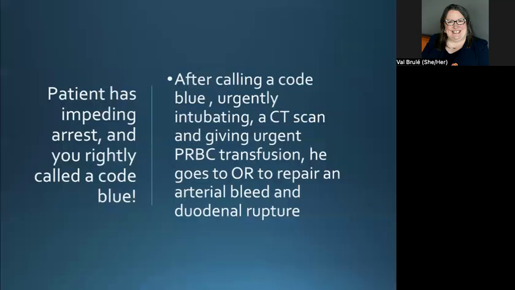In this case, you see that the patient has impending arrest, and you rightly call the code blue. After calling a code blue, the patient is urgently intubated, a CT scan is done, and he's given urgent blood. He goes to the operating room to repair an arterial bleed and a duodenal rupture. Great job.